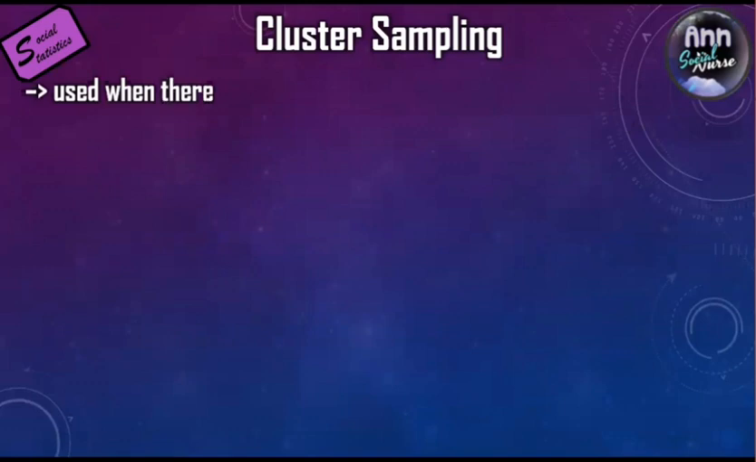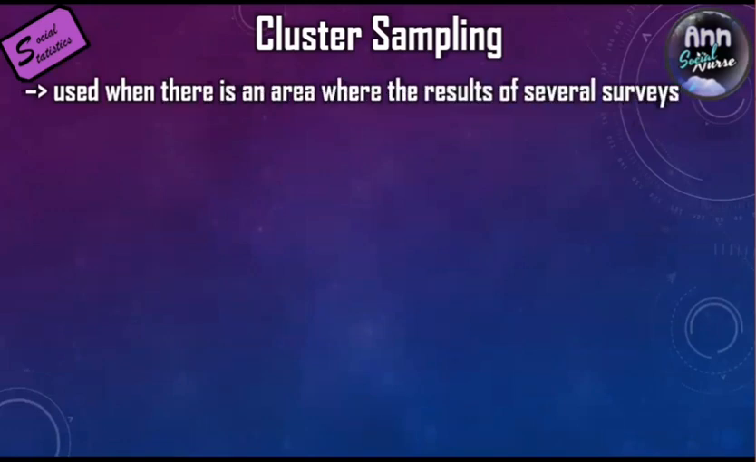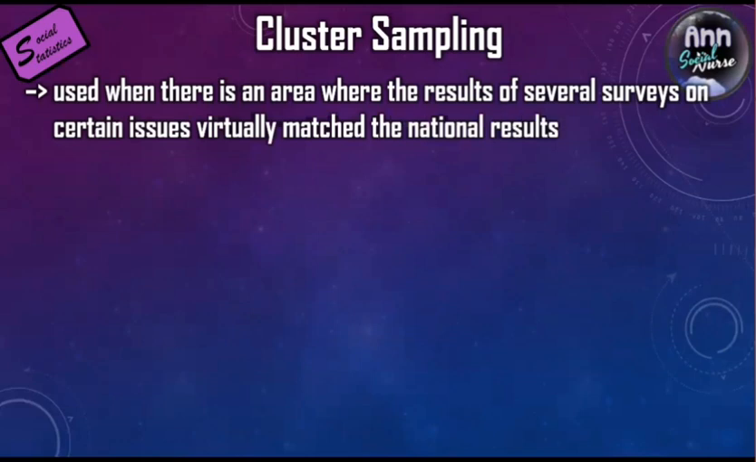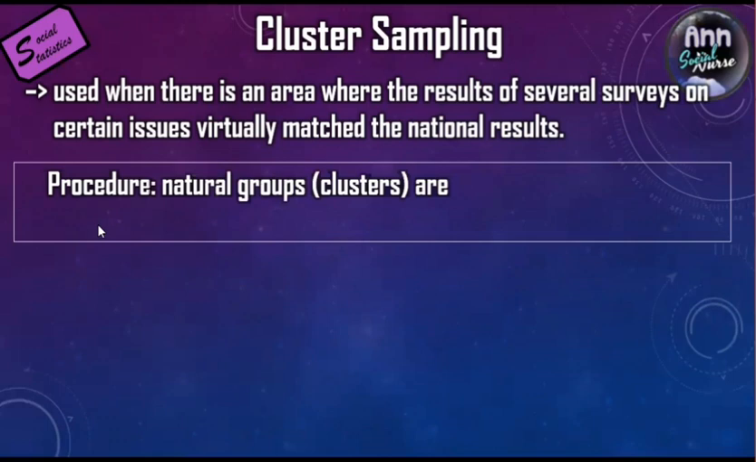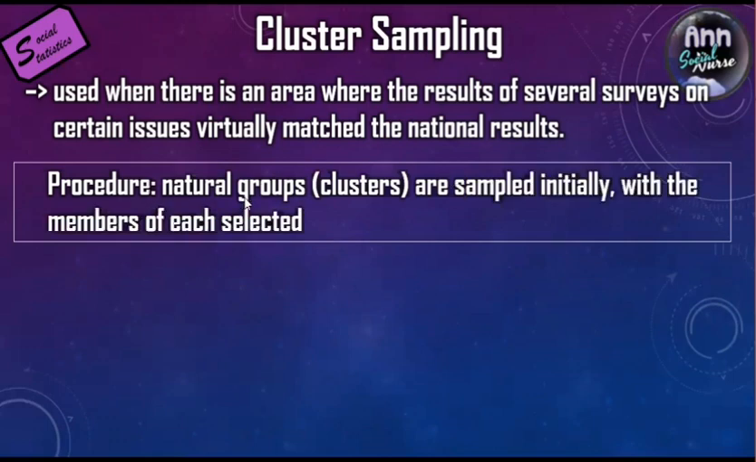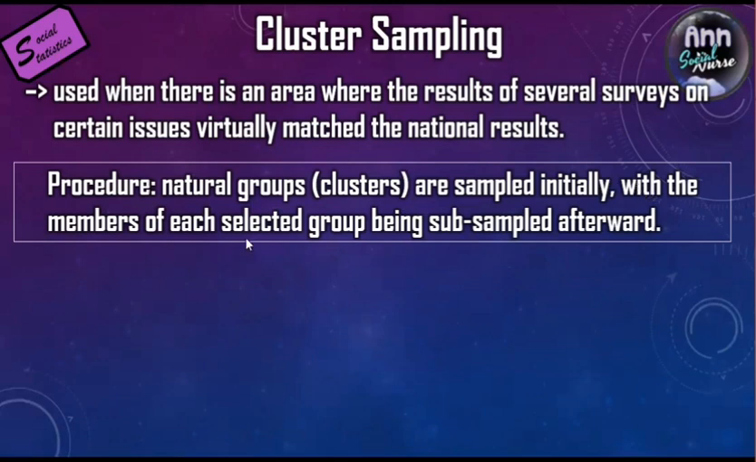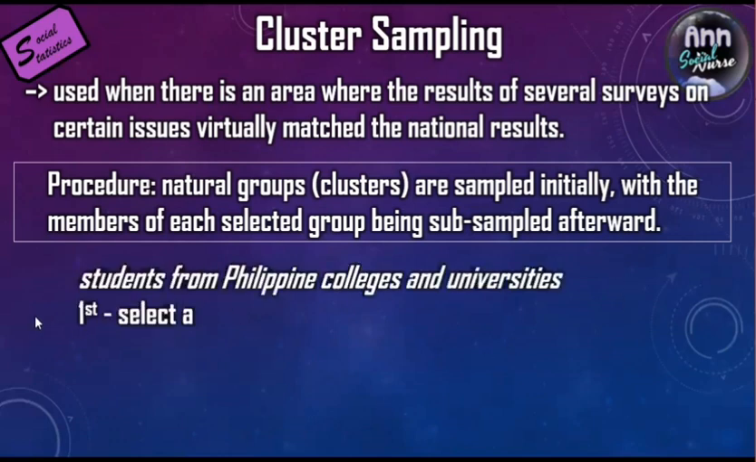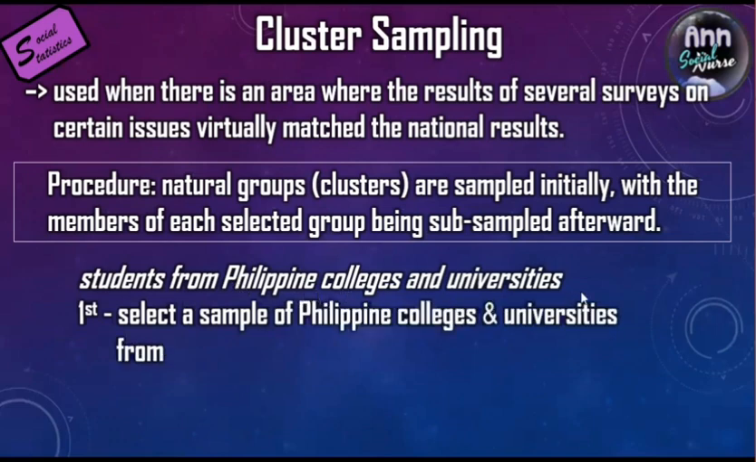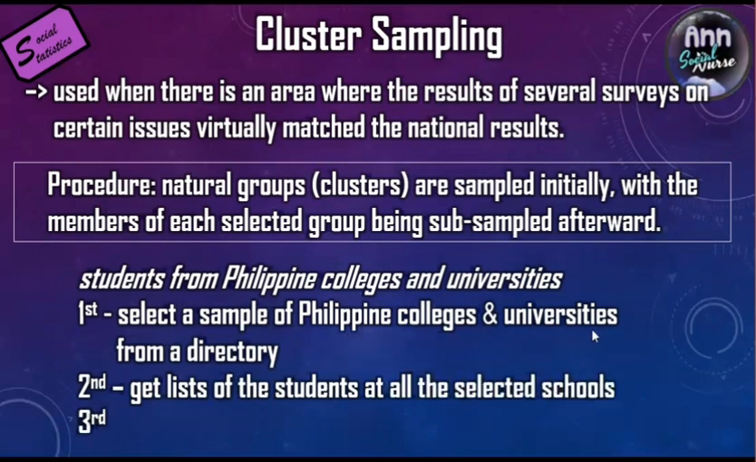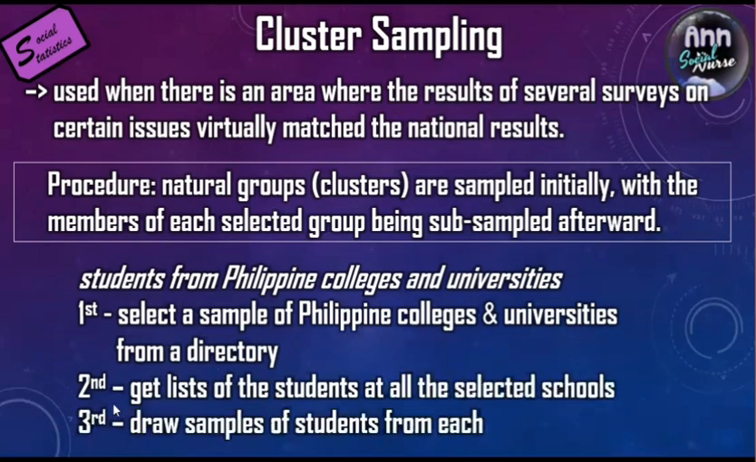Cluster sampling is used when there is an area where the results of several surveys on certain issues virtually match national results. The procedure would be that natural groups as clusters are sampled initially, with the members of each selected group being sub-sampled afterward. For example, for students from Philippine colleges and universities, first select a sample of Philippine colleges and universities from a directory.